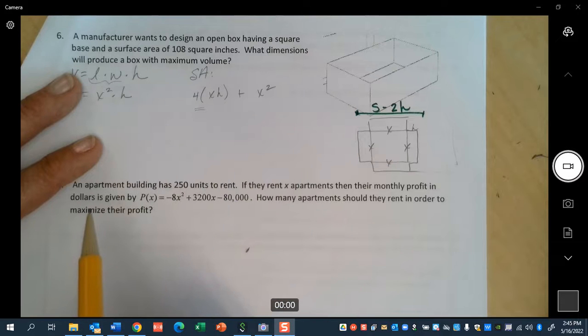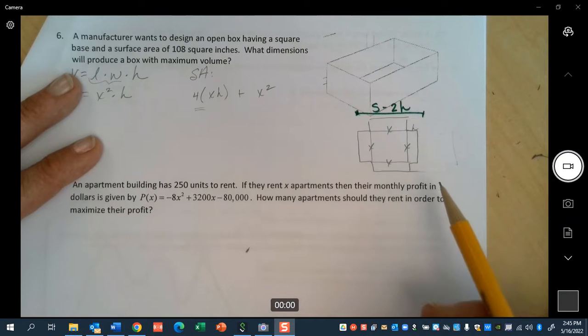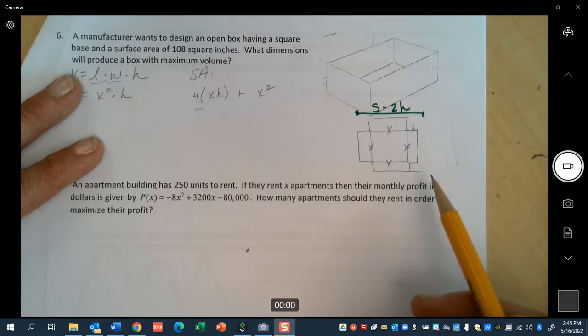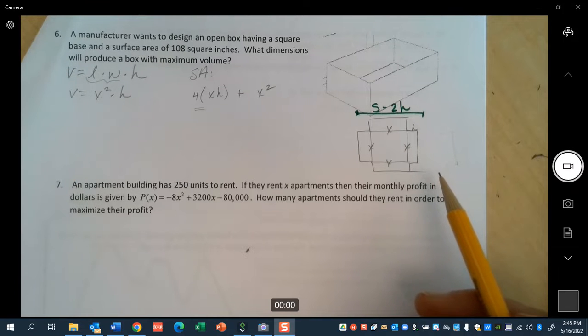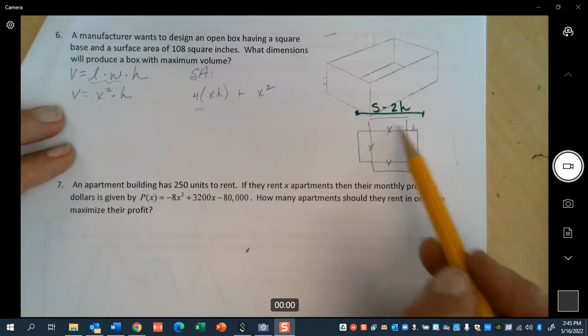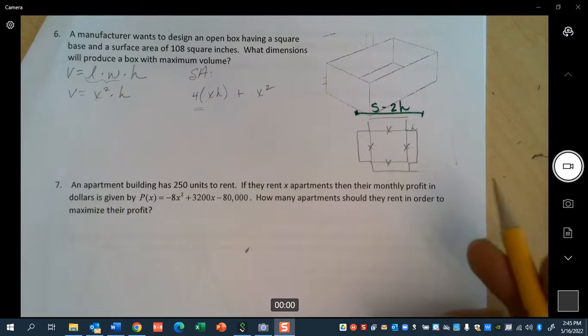Maybe instead you want to say, I like it added instead of subtracted. What do you think? 4 of these plus that. I'm okay with that.